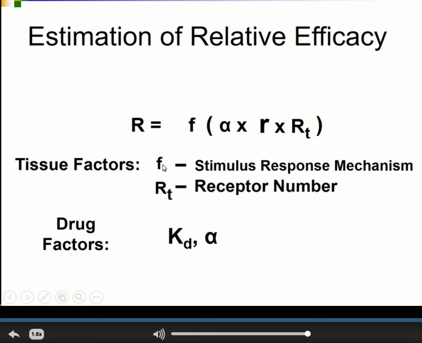And so F and RT are actually based on the tissue that we are working on. If the tissue that we're working on changes, we're going to have a different F and a different number of receptors. However, the KD, which helps determine occupancy based on the linear equation, and alpha are based on the drug that we are using.